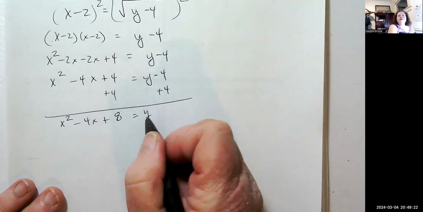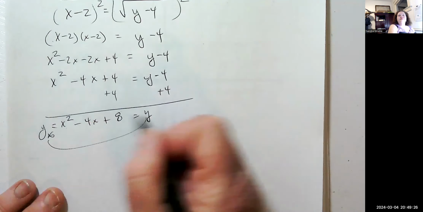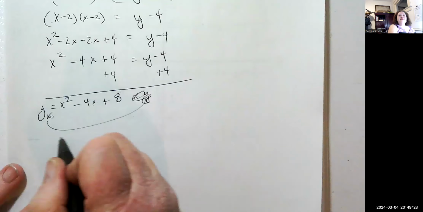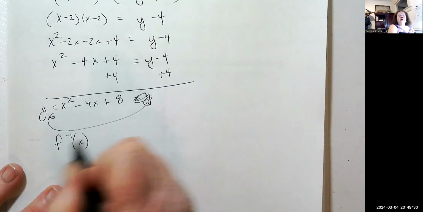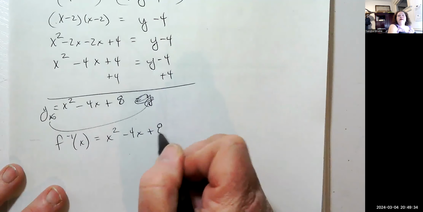We need to replace this y with the inverse. I'm going to move the y over here first, so it doesn't make me crazy. And so that's the inverse of f, x squared minus 4x plus 8.